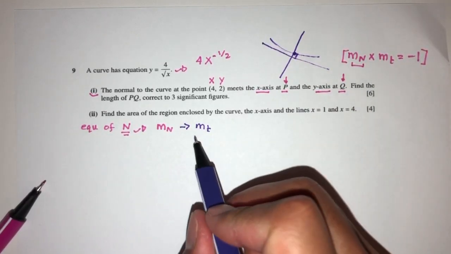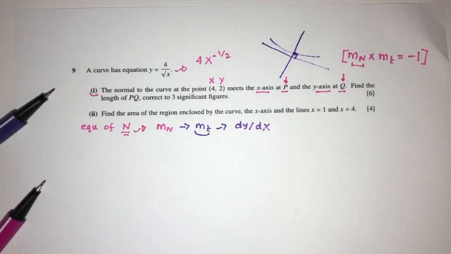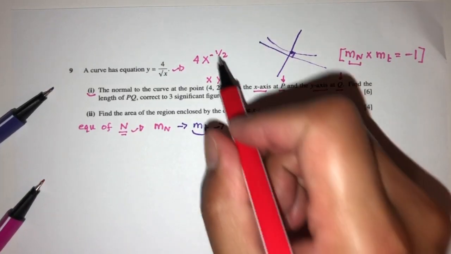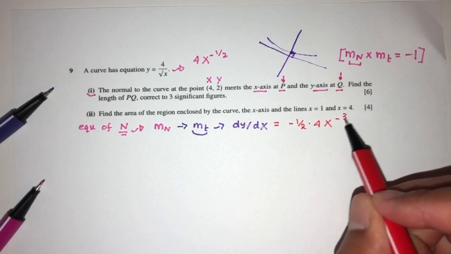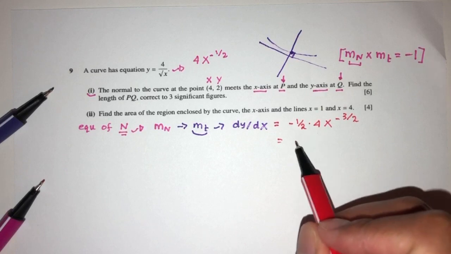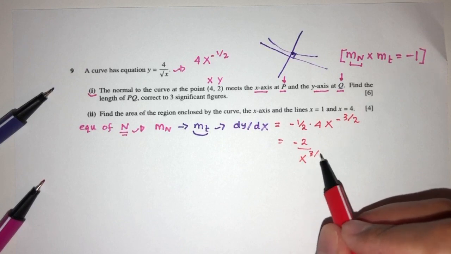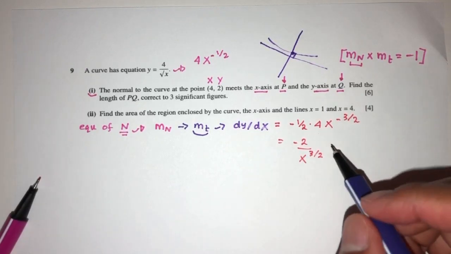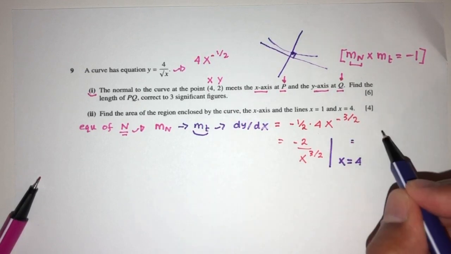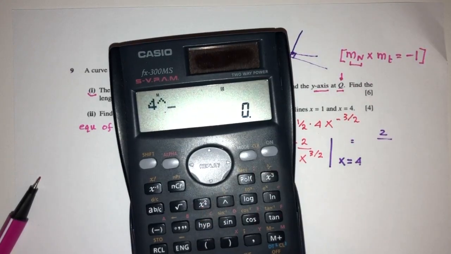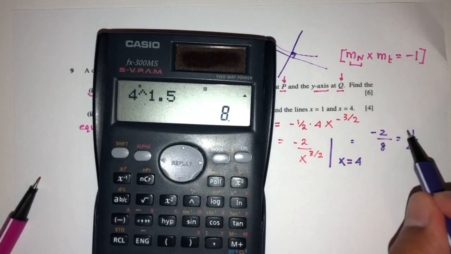Using that relationship, we can find the gradient of the normal. We know the gradient of the tangent is simply dy by dx, so let's find dy by dx. First, multiply by minus half, then we have 4 here. The power minus 1 will give minus 3 over 2. That should be minus 2 over x to the power of 3 over 2. This is dy by dx. Now we have to find its value at x equal to 4. That should be minus 2 over 4 to the power 1.5, which is 8, so that is minus 1 over 4.